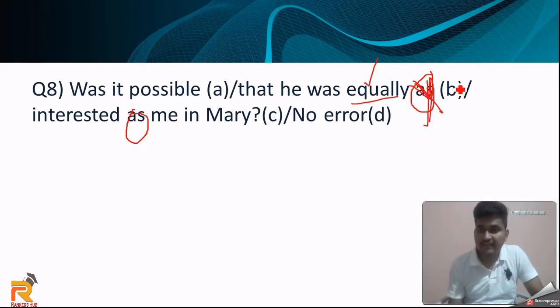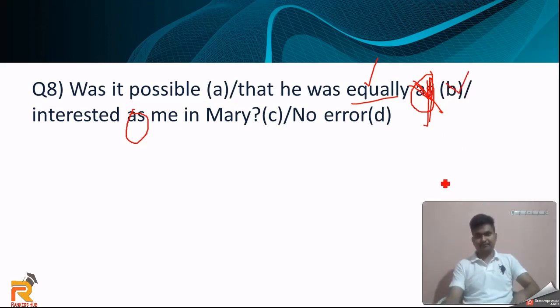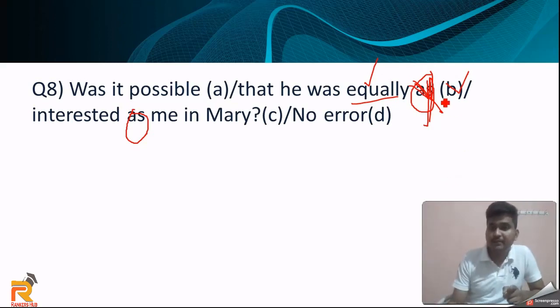So where is the error? The error lies in part B. Okay, so you can also say, was it possible that he was as interested as me in Mary? That is also correct. That is also 200% correct. So guys, simply drop "as" and make the sentence correct.